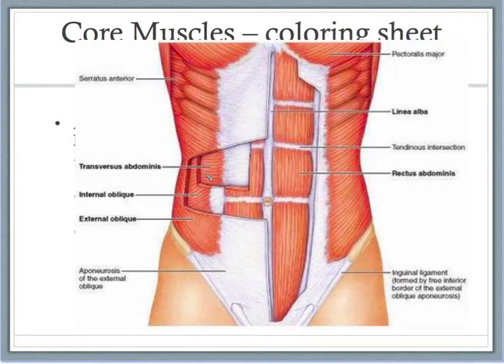Your twist and turn. Your internal obliques, again, run superior medial to inferior lateral. And your external obliques run superior lateral to inferior medial. So these are your muscles all overlapping and overlaying one another, and this is how you are allowed to move.